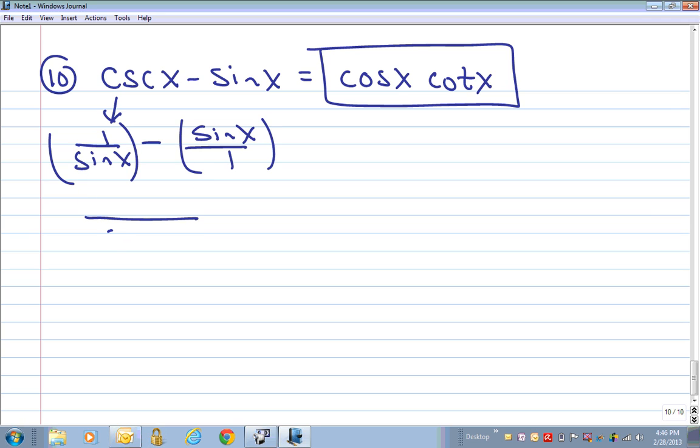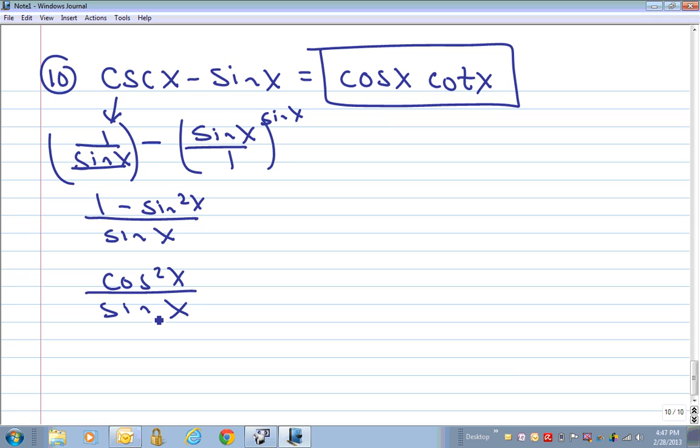So the denominator will be sine x. This side doesn't need a sine x. It had it, so it's just 1. This side will need a sine x. So if you multiply, you're going to have minus sine squared x. Oh, all right. Well, 1 minus sine squared x is a Pythagorean identity. That's going to be cosine squared x over sine x.